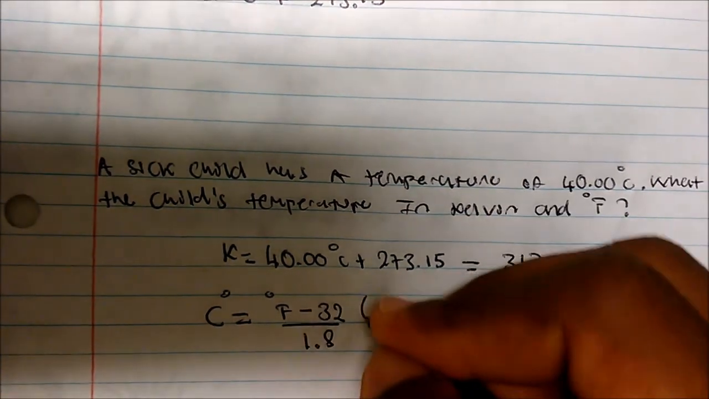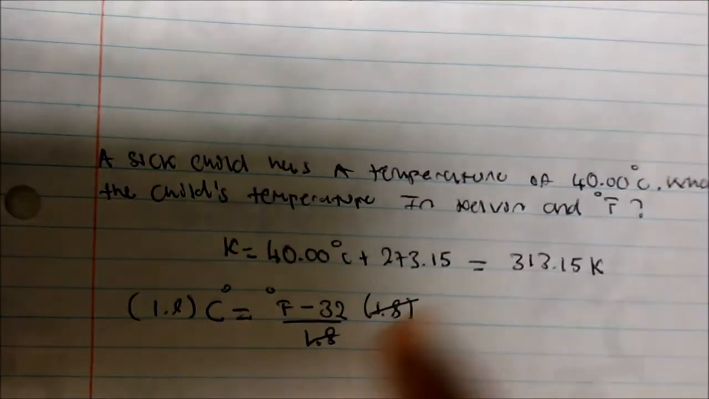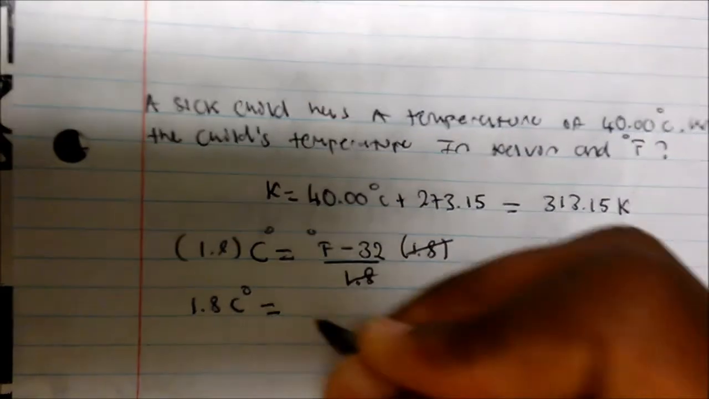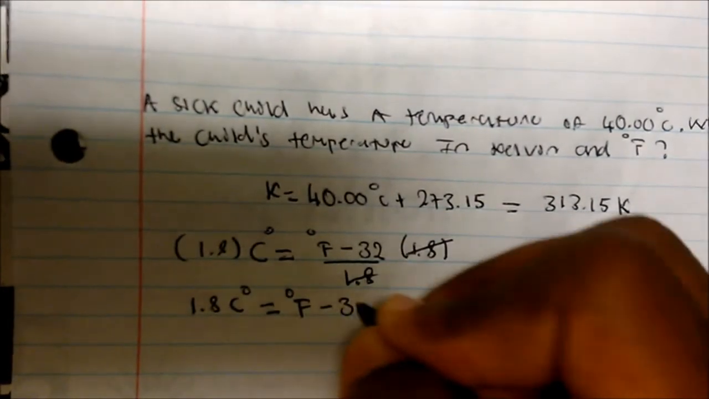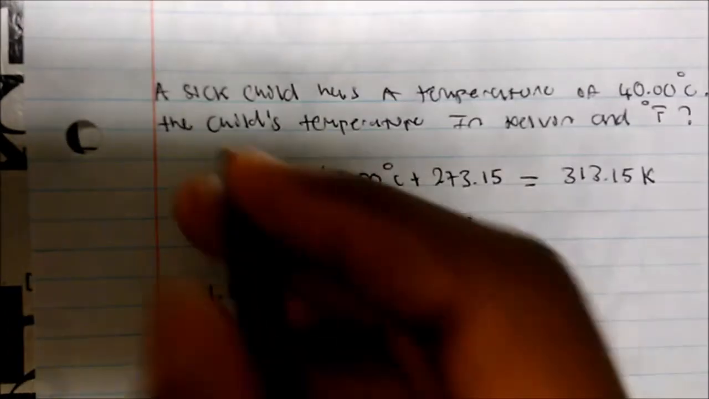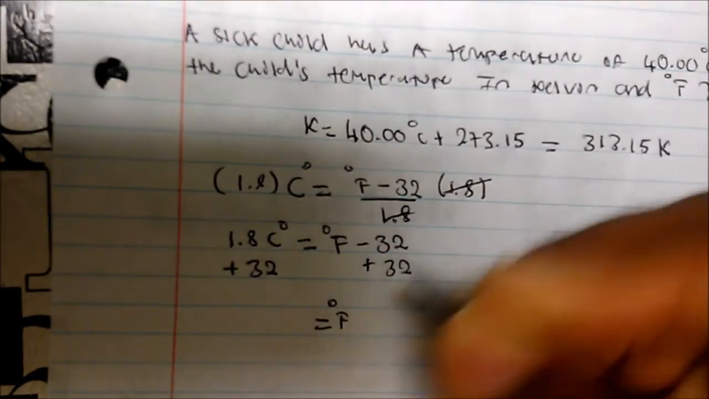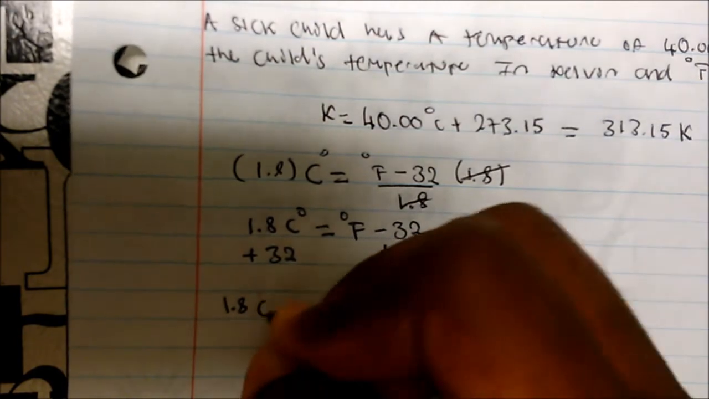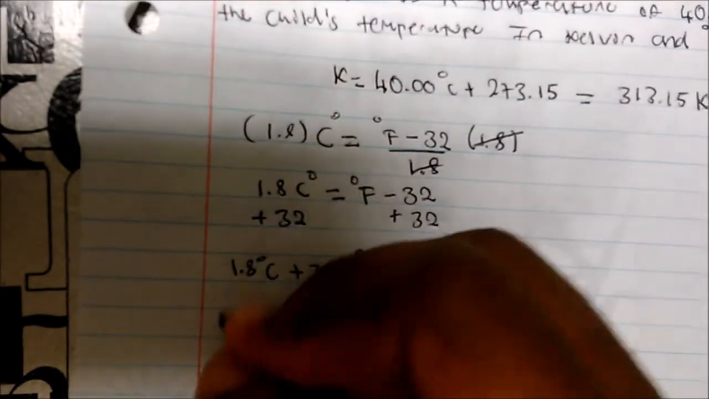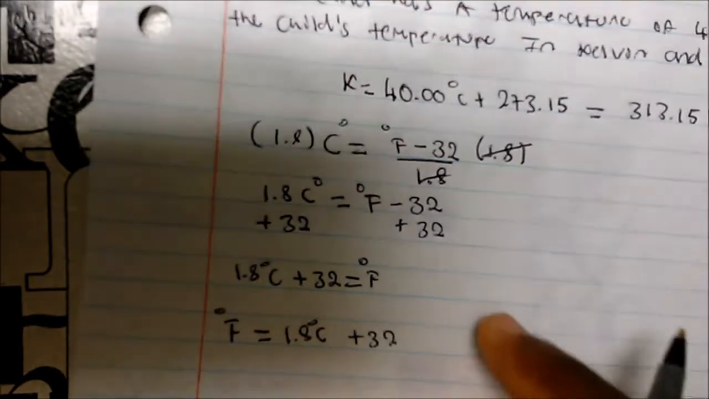So if I multiply by 1.8 on both sides, you can definitely see that this will cancel out. So I will get 1.8 times degrees C, and that is equal to Fahrenheit minus 32. Now if I add 32 on both sides, this becomes a plus 32. Then my Fahrenheit will be equal to 1.8 times C plus 32. So if I rewrite this forward, degrees Fahrenheit is equal to 1.8 C plus 32.